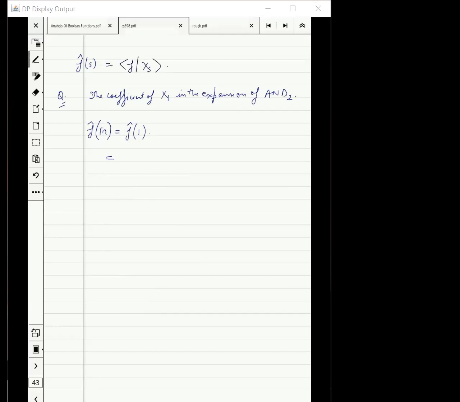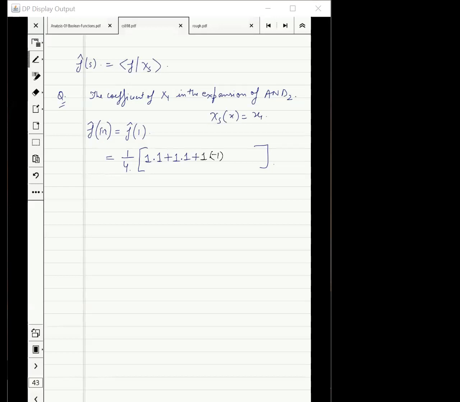By our formula, let's calculate it. 1/4, correct? This is 1/2 to the power n. And then, let's take input 1, 1, right? What is F on input 1, 1? 1. And what is chi_s of 1 comma 1? Okay, one, it is just x1. Right. Now let's take the input 1 comma minus 1. What is f? 1. What is chi_s? 1. Again 1, right? Because x1 is 1. My chi_s of x is just x1. What about input minus 1 comma 1? F is 1. Chi_s is minus 1.